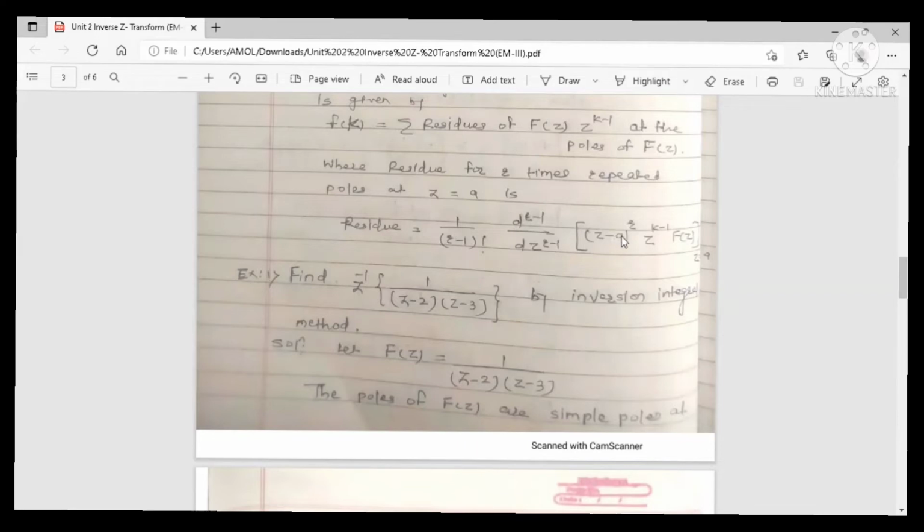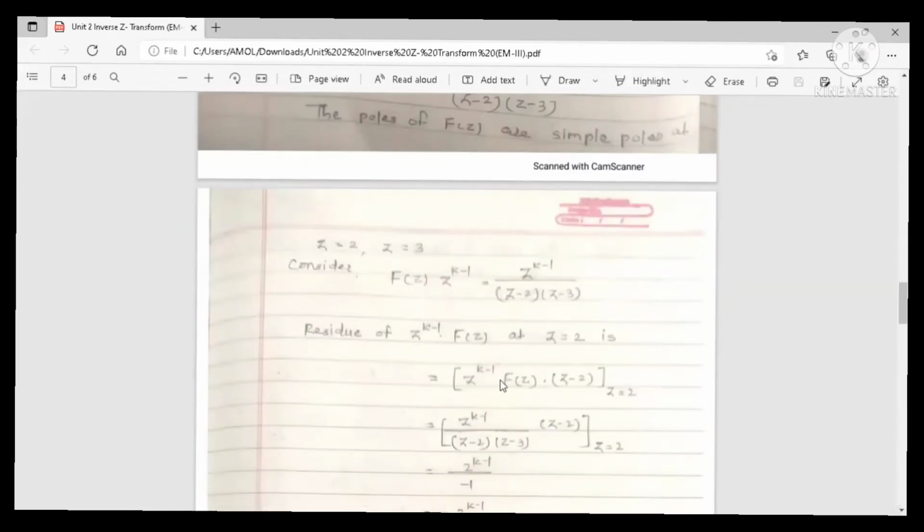In bracket, z minus a, where a is the pole. Now here, the pole is 2. So z minus 2 to the power 1, because r is 1. Z minus 2 into f of z into z raised to k minus 1. So here, the residue of f of z into z raised to k minus 1 at z is equal to 2 is z minus 2 into f of z into z raised to k minus 1.